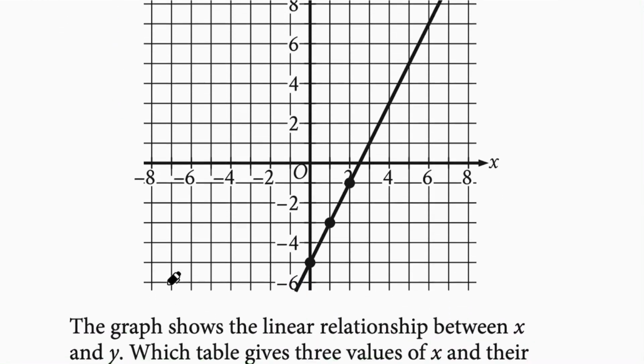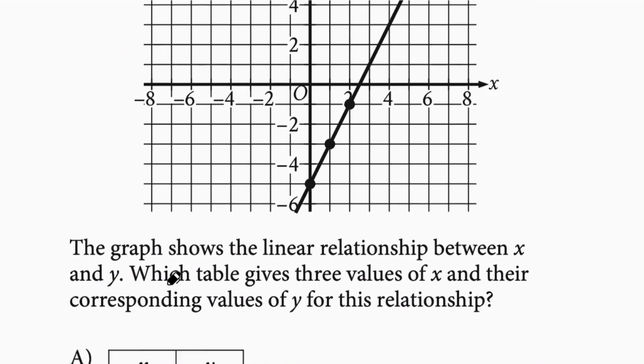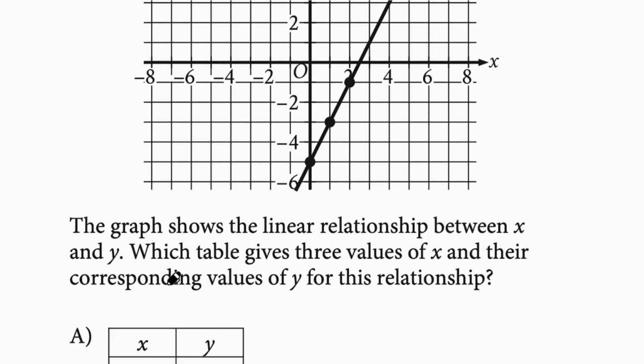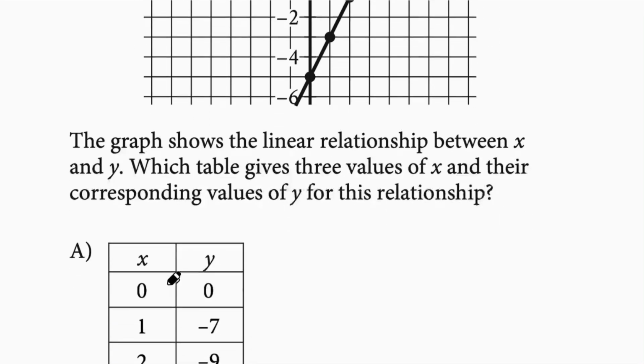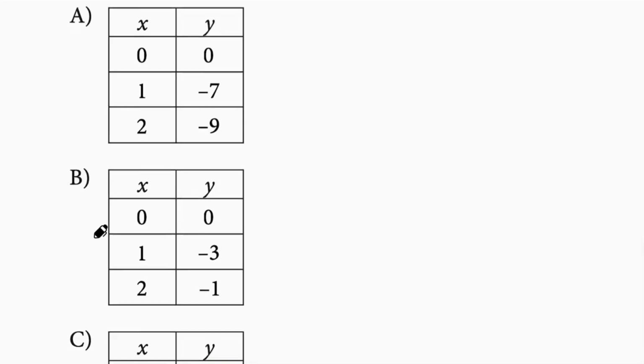Number 3, bundle 10, module 2. Okay, a linear graph is given to us. The graph shows the linear relationship between x and y. Which table gives 3 values of x and their corresponding values of y for this relationship? Now again, as I said, whenever these are MCQs, go with the options first, check them.